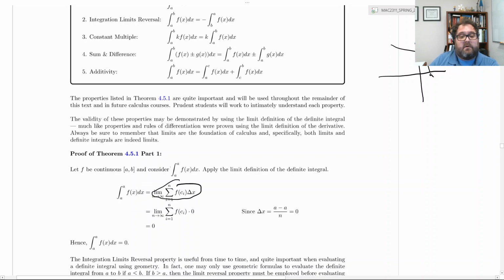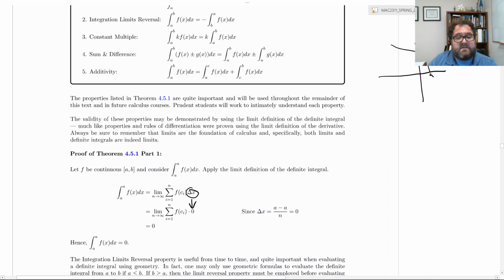According to the limit definition, this is equal to the limit as n goes to infinity of an appropriate Riemann sum. Of course, I didn't specify what function we're talking about, but we don't need that. This works for any integrable function. But what's delta x? We can always calculate delta x as b minus a over n, where b is the right-hand side of your interval and a is the left-hand side. If b equals a, then delta x is a minus a over n, which is 0 over n, which is 0.